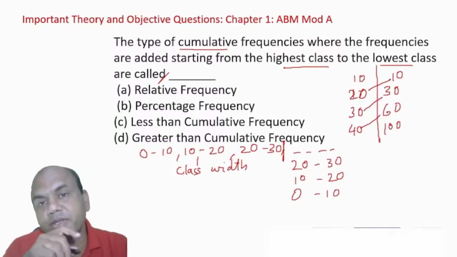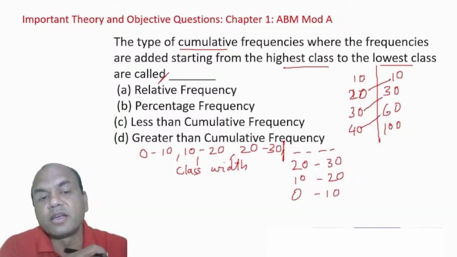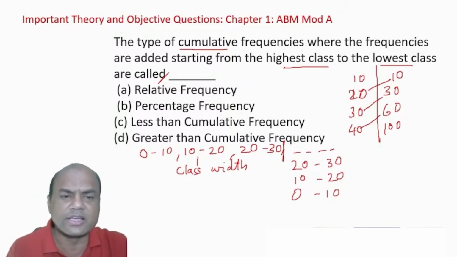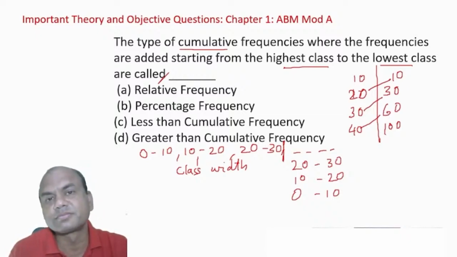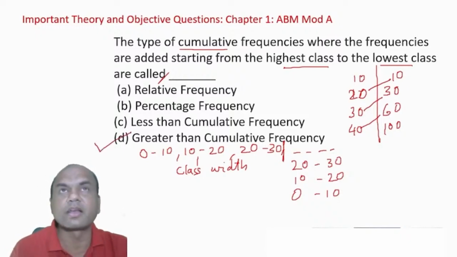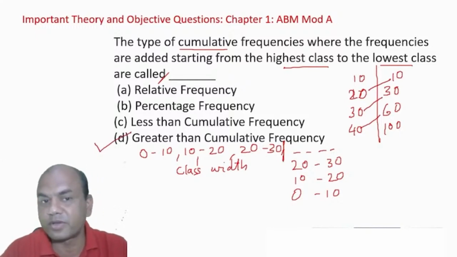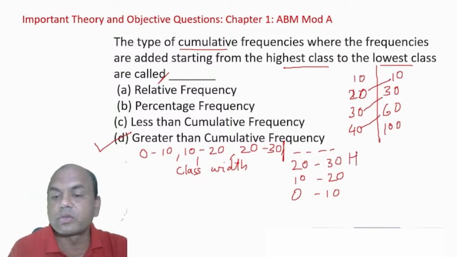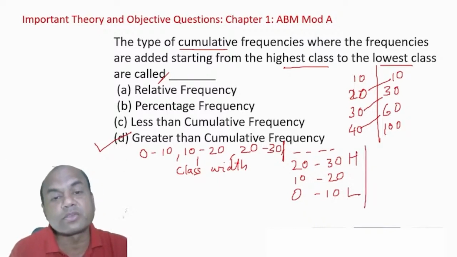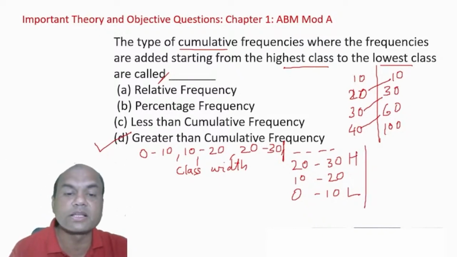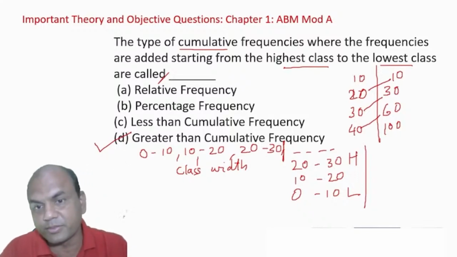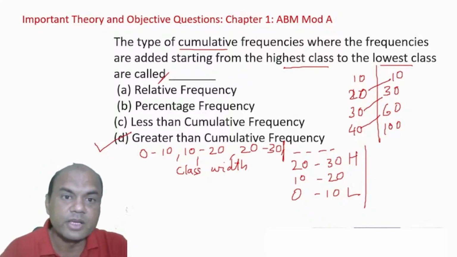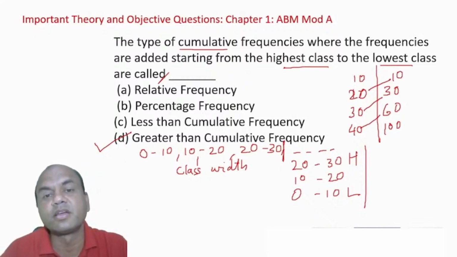What is the answer? Everyone type in the comment section. Logically, I'll tell you, the answer is between C and D only, less than and greater than. So it is greater than cumulative frequency. Got it? Greater than means whenever I am starting from the highest and going to the lowest. If I am taking the reverse route, lowest to highest, then it is known as less than. Clear? Simple? Okay, move ahead. Type yes in the comment section, everyone.